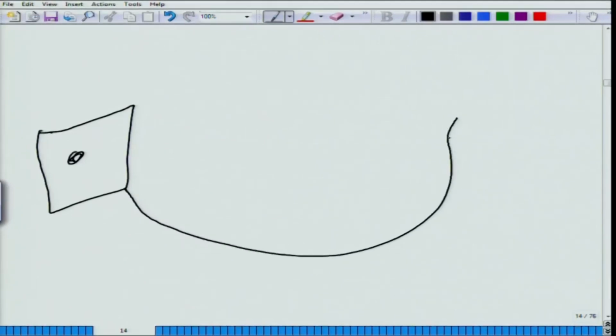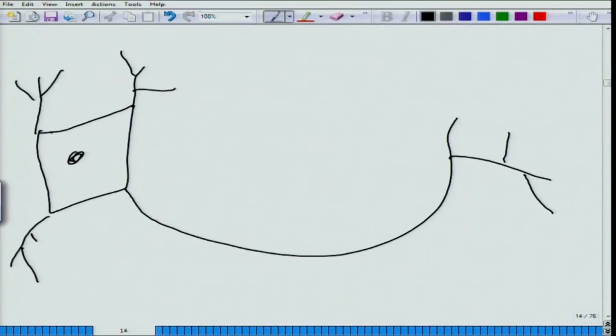But then what is happening? Along this neuron the signal is moving. So, this signal has to be transmitted to the next neuron, and how does that take place? That is what we are going to discuss now, in the neuromuscular junction, or in the neuron to neuron junction.